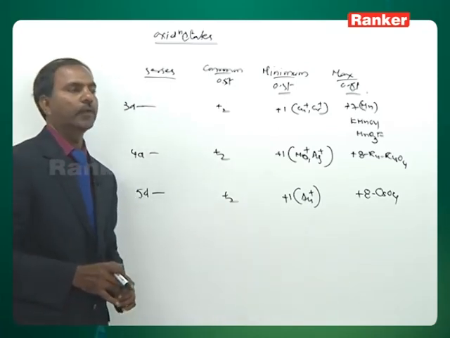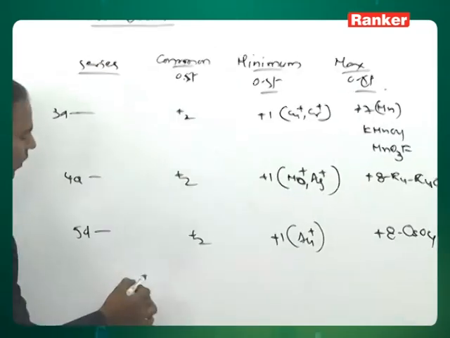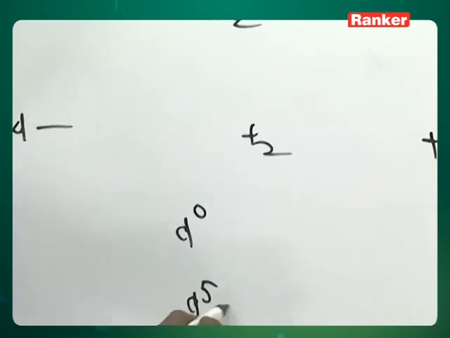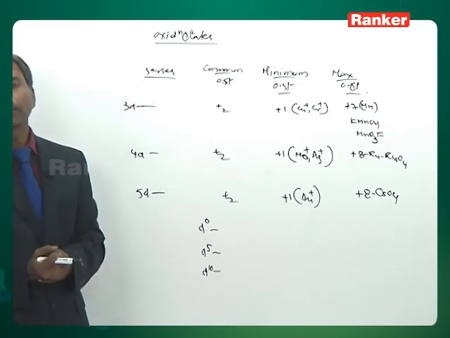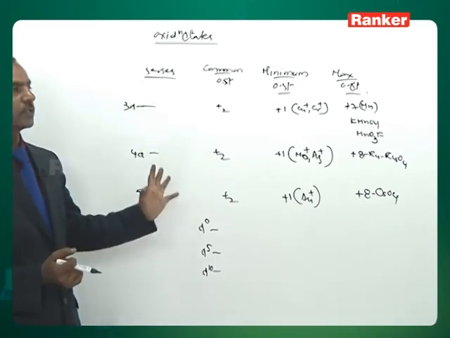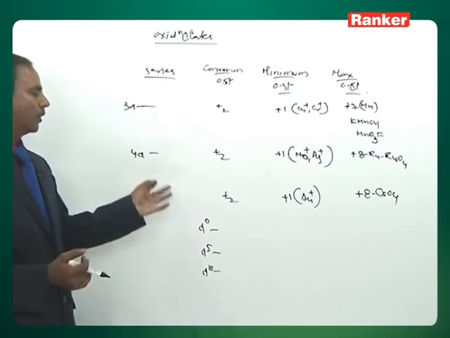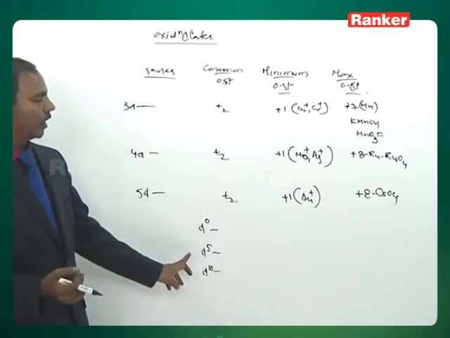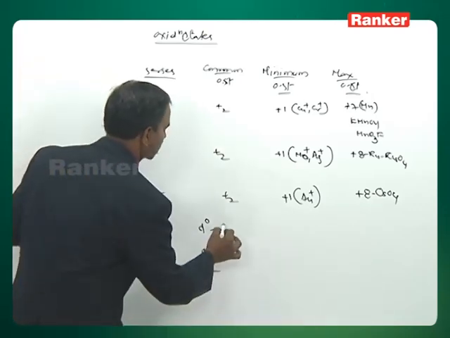What are stable oxidation states? Whenever a metal ion gains either D0 electronic configuration, or stable D5 electronic configuration, or stable D10 electronic configuration, such oxidation states are considered to be stable oxidation states. So the metal ion in which oxidation state gains either D0 or D5 or D10, such an oxidation state is found to be a more stable oxidation state.